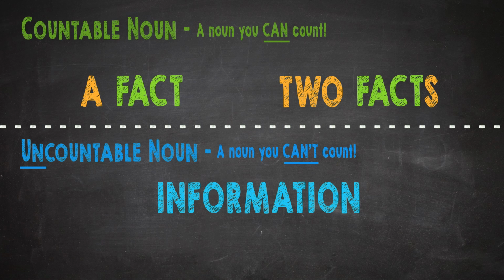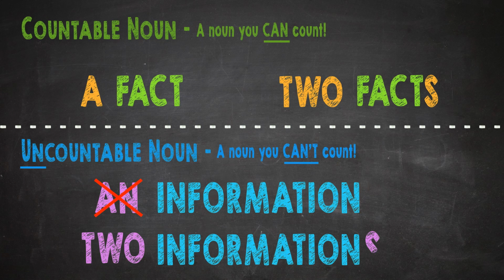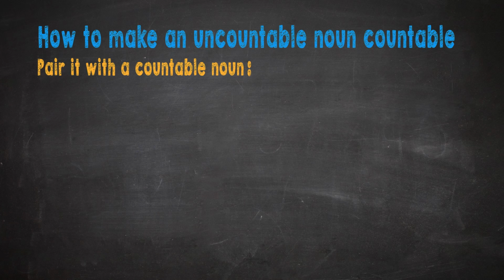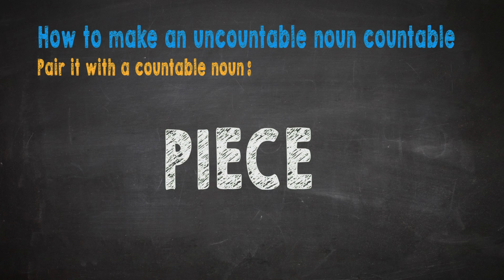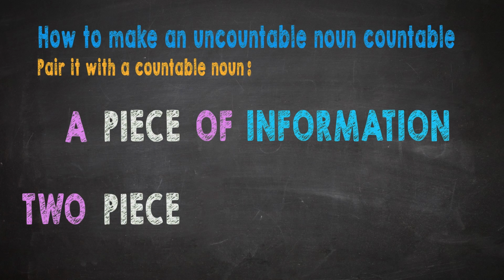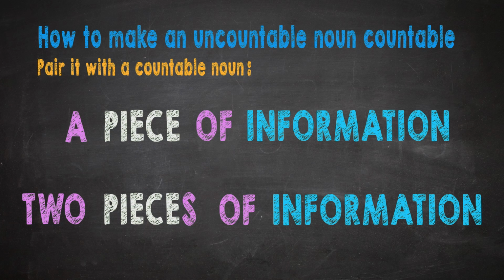So you cannot say an information or two informations. If you want to count these words, you have to pair them with a countable noun. A very common word is piece. For example, you can say a piece of information or two pieces of information. Unfortunately, there is no logic or rule that can help you to know if a word is countable or uncountable. The only way to learn these is practice.